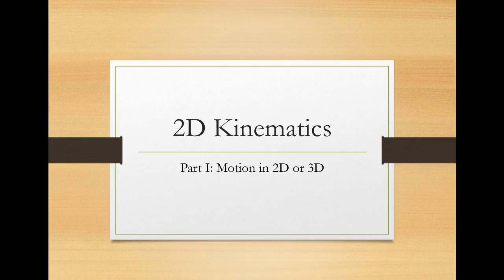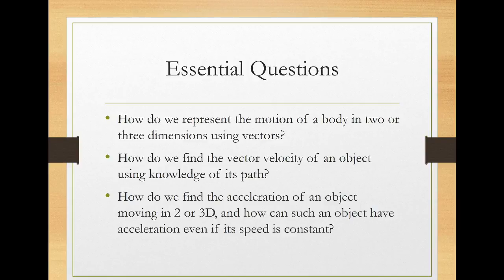Welcome back, everyone. In this series of videos, we're going to look at our unit on two-dimensional motion. So we're talking about motion in 2 and 3D, including the motion of projectiles. What we're going to be doing is basically looking at how we can represent the motion of a body in 2 or 3D using vectors, and how we find the vector velocity of that object using knowledge about its path. And then finally, we're going to look at the acceleration of an object moving in 2 or 3D. And we're going to look at a case where an object can have acceleration even though it has a constant speed.